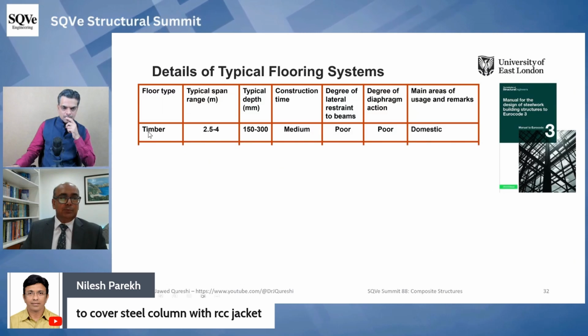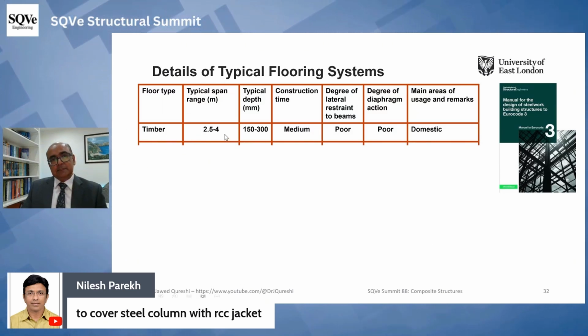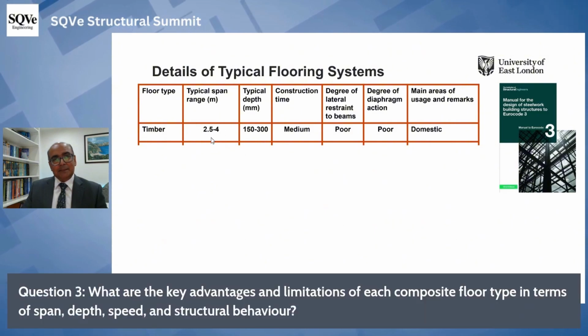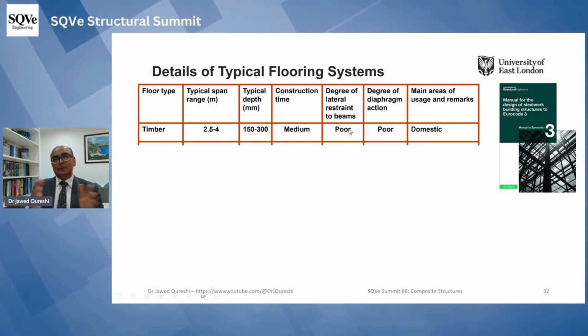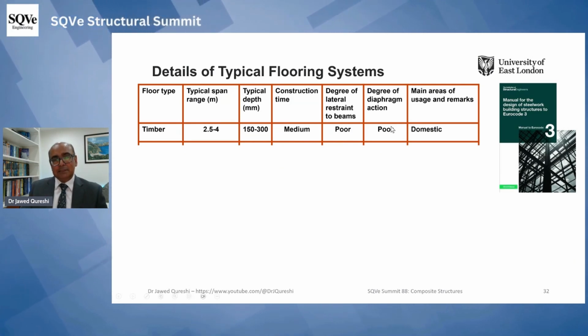For example, if we have a timber flooring system on top of steel columns, then its spanning capability is from 2.5 to 4 meters. The depth is 150 to 300, and construction time is medium, I would say. Degree of lateral restraint is very poor. It means that it does not provide any diaphragm action. Diaphragm action means that it does not contribute to the lateral load resisting system. And we use it in domestic areas. But nowadays with CLT, cross-laminated timber, we sometimes use it in multi-story buildings as well, as you saw earlier.